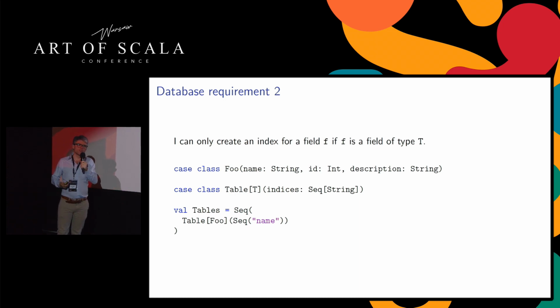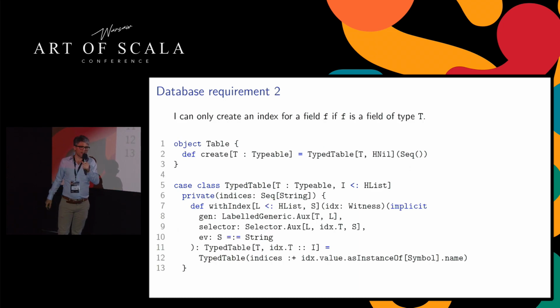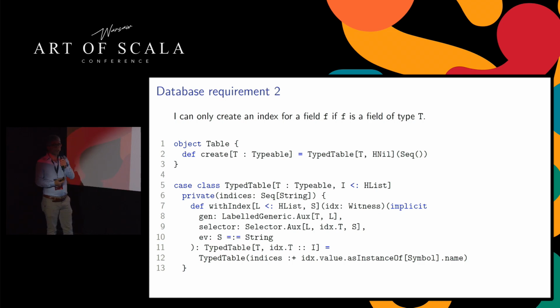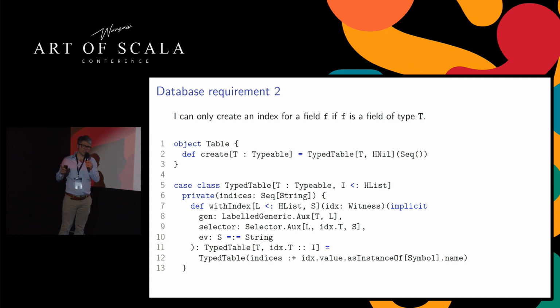So I need to do some magic again. And that's where, again, I have to apply a bit of magic. This is, by the way, also how many JSON serialization libraries work. They use the same mechanisms. And what I do here is I make sure that I can only add an index if the field with the same name is actually defined on the type.